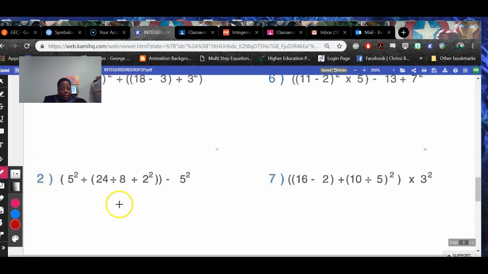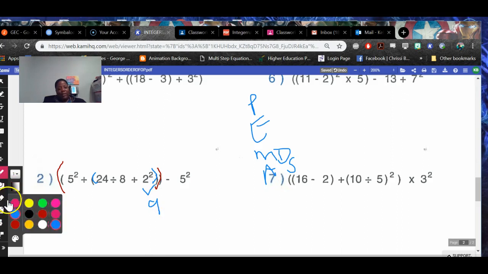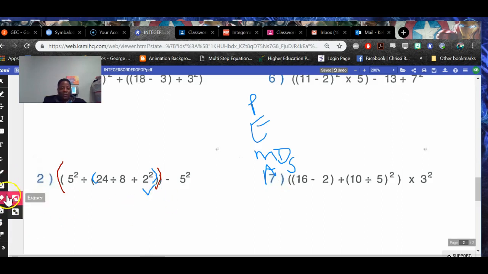Number 2. Okay, first let me identify my parentheses. I see this outer set, and then I see 1 inner set or nested parentheses here. Now again, remember, even while you're in the parentheses, you're still going to follow the order of operations. So in the parentheses, I'm going to start with the exponent technically. Because remember, parentheses, exponent, multiply, divide, add or subtract, right? I have my 2 times 2, which is 4, right?